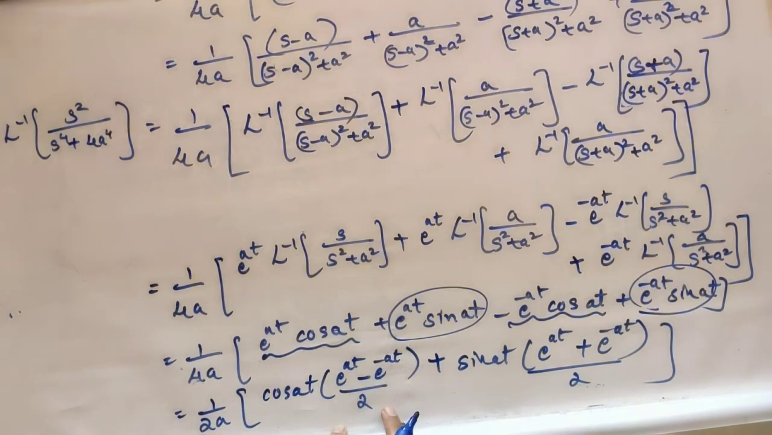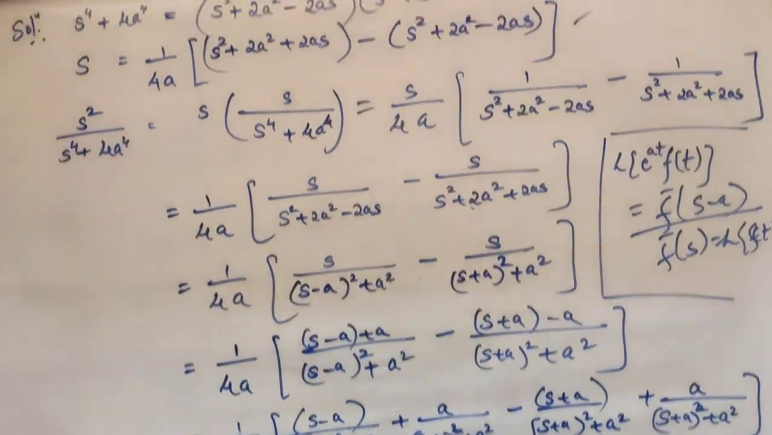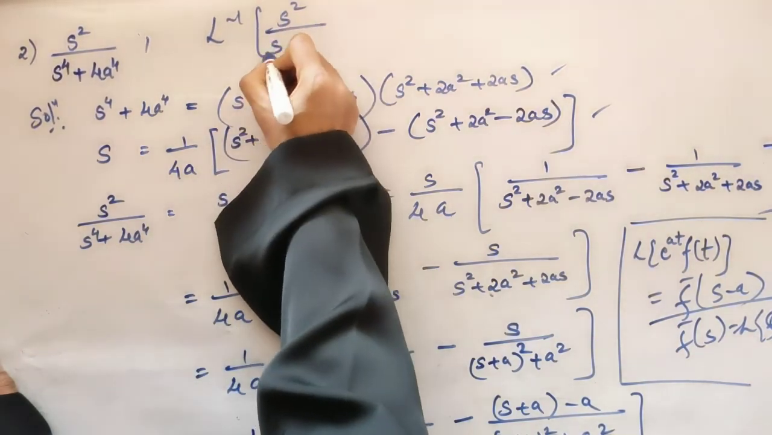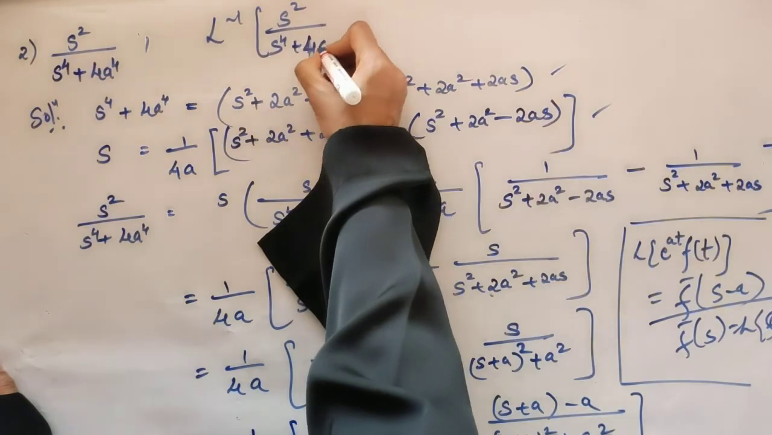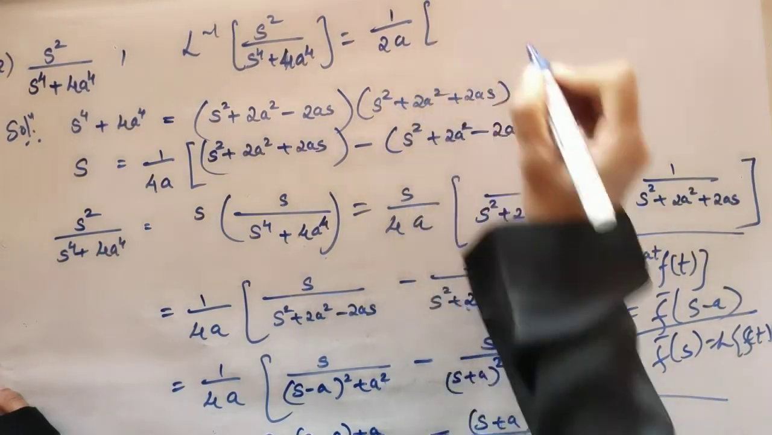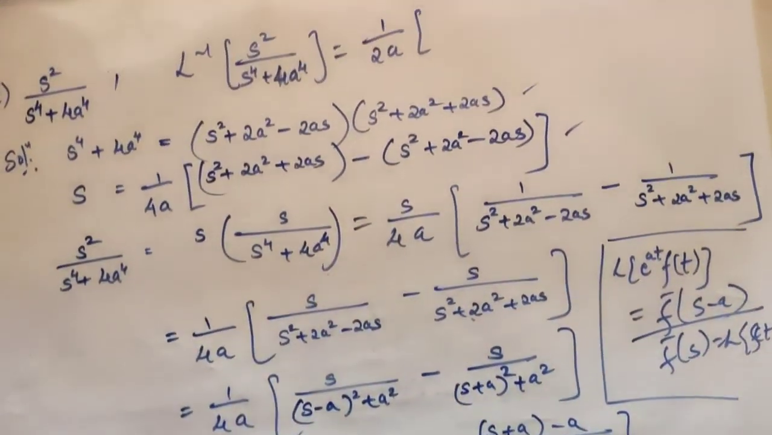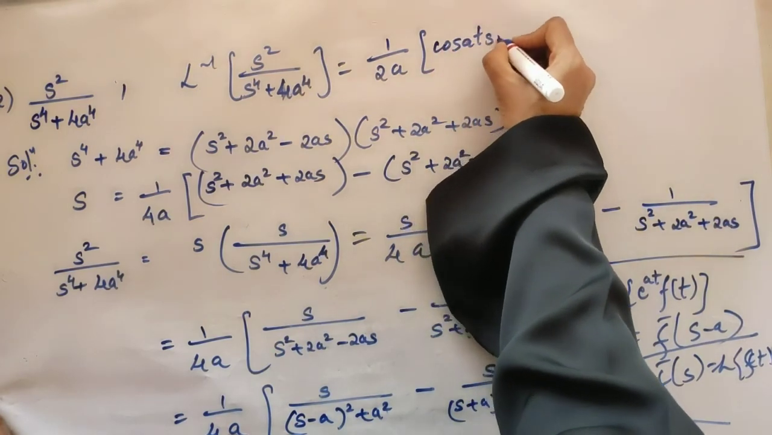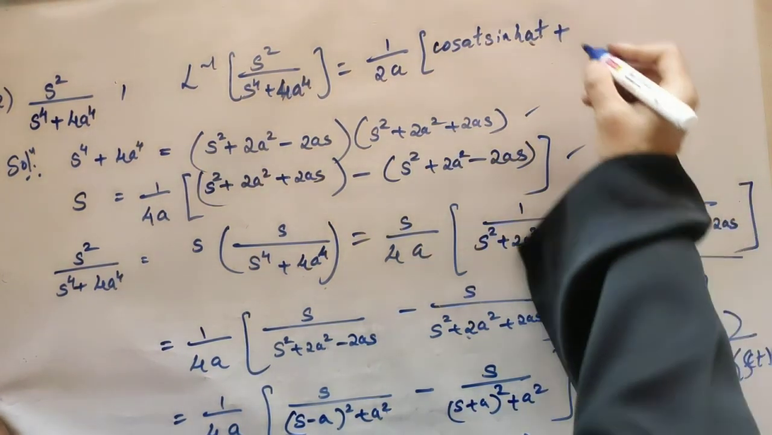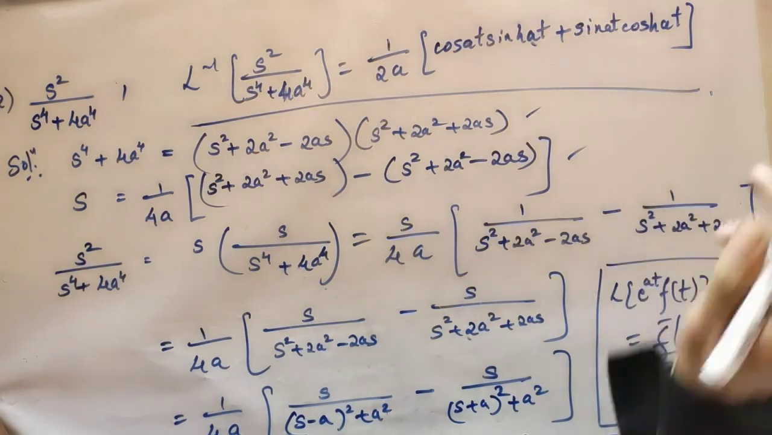Now this is nothing but what? Sin hyperbolic at, and this is cos hyperbolic at. All you need to do is just simplify it that way and keep the final answer. I shall write the final answer here. Therefore L inverse of s square divided by s to the power 4 plus 4 times a to the power 4 is equal to 1 by 2a, first you had got cos at into sin hyperbolic at, plus sin at into cos hyperbolic at. This is the required solution for this type of problem.